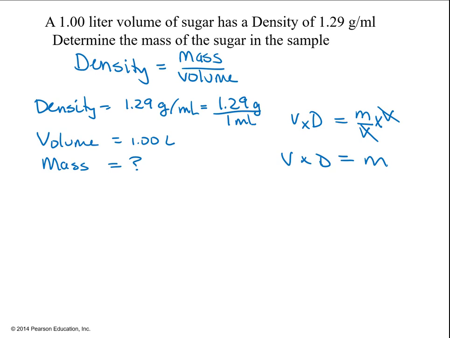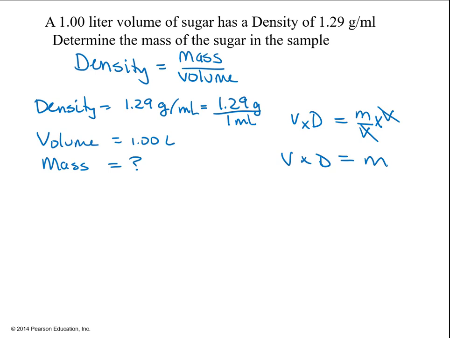So I always list what I know and what I'm trying to find. Rearrange the formula. Whatever you don't know needs to be all by itself on one side of the formula. It doesn't matter if it's on the left or the right, but it needs to be all by itself. Now, before I just multiply volume times density, I have to double check units. So when I look at density, the units for density are grams per mil. The unit for volume is liters.